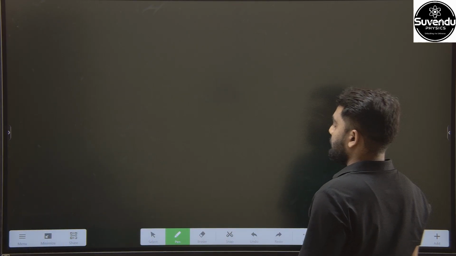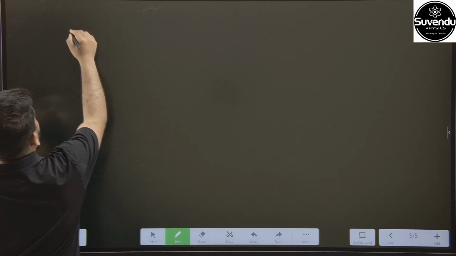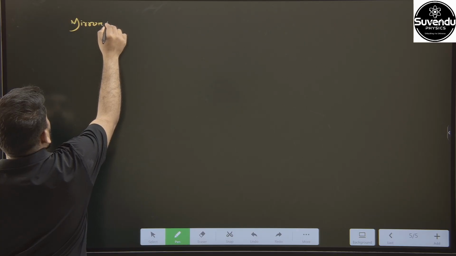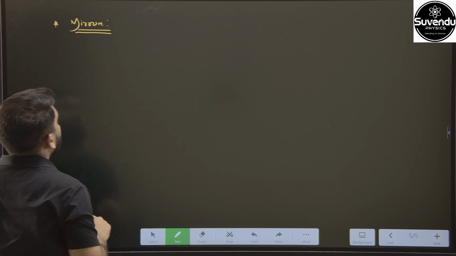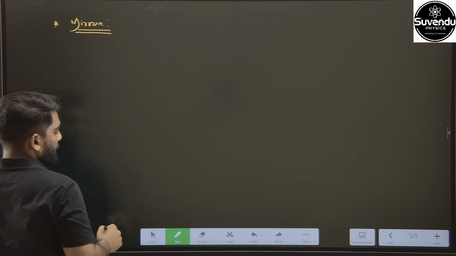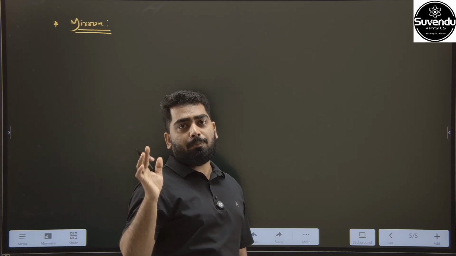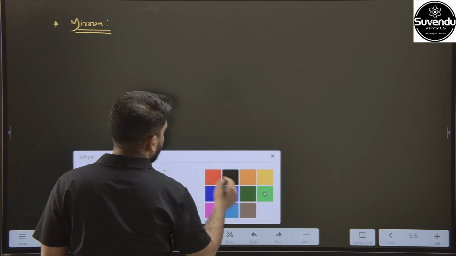Now come to our next slide, that is mirror. So with this introductory part regarding our reflection of light, we have already finished. Next part is our mirror. And in this topic, we will discuss two types of mirror, that is our plane mirror as well as spherical mirror. So what is mirror actually? Mirror is one type of reflecting surface.